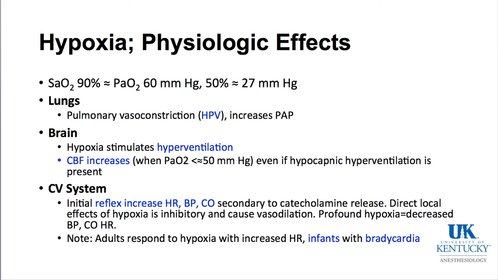In the cardiovascular system, as you get hypoxic, there's a reflex increase in heart rate, blood pressure, and cardiac output because of catecholamine release. But that's initially. As profound hypoxia occurs for an extended period of time, blood pressure will decrease, vasodilation will occur, and bradycardia will occur. Remember that adults tend to respond to hypoxia with an increased heart rate, at least initially. Infants are different. When infants get hypoxic, they become bradycardic. So if you see bradycardia when you're managing an infant, think hypoxia first, second, and third.